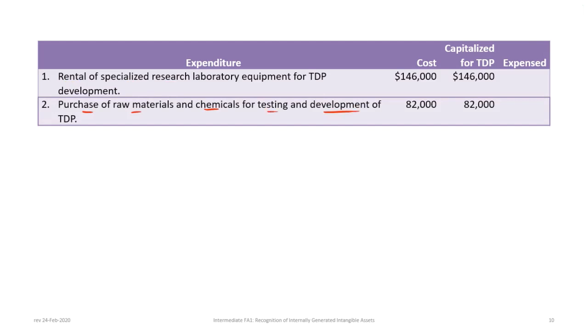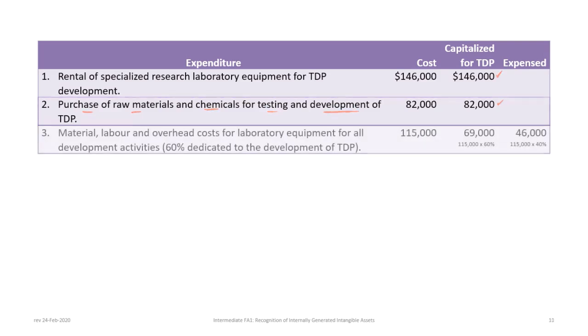So since it's specific to the development of the drug, then that will be capitalized. So we have 82,000 capitalized in addition to the rental costs of 146,000. The third expenditure includes materials, labor, and overhead for lab equipment, all for development activities.